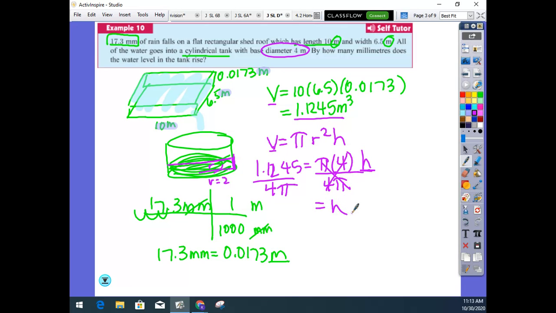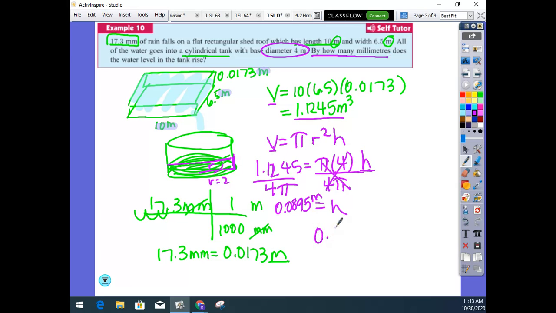And when I divide these numbers by 4 pi, I get 0.0895 meters, because everything's in meters now. But anytime you go through and solve a problem, always go back to the question. By how many millimeters did it rise?